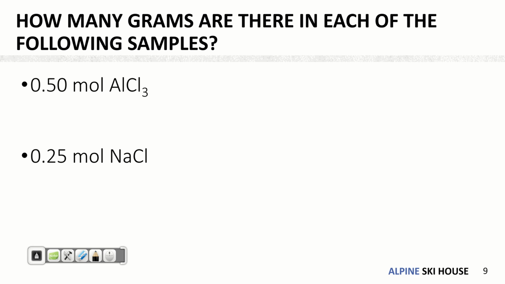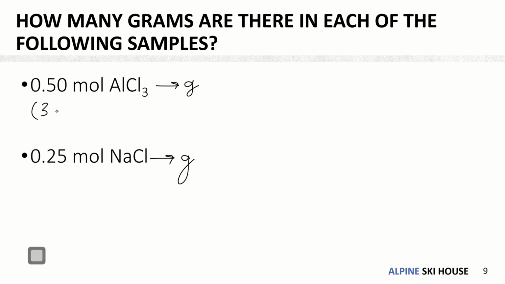So I have 0.5 moles of AlCl3, and I want to find mass. So this is saying we're going from moles to grams. But the second one we'll do too, moles to grams. So what I would have to do is I need to find the molar mass of AlCl3.